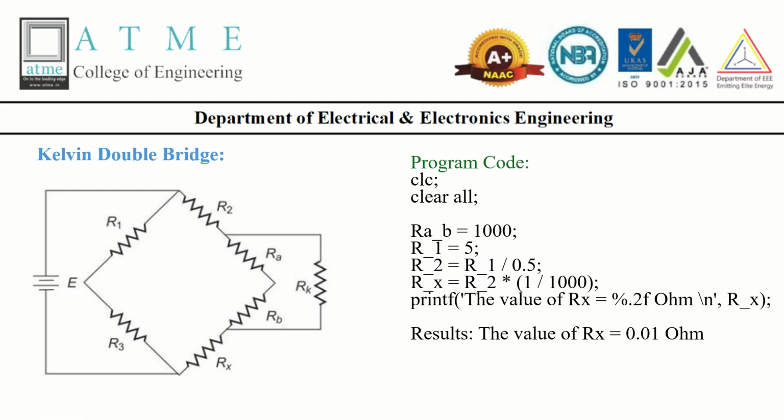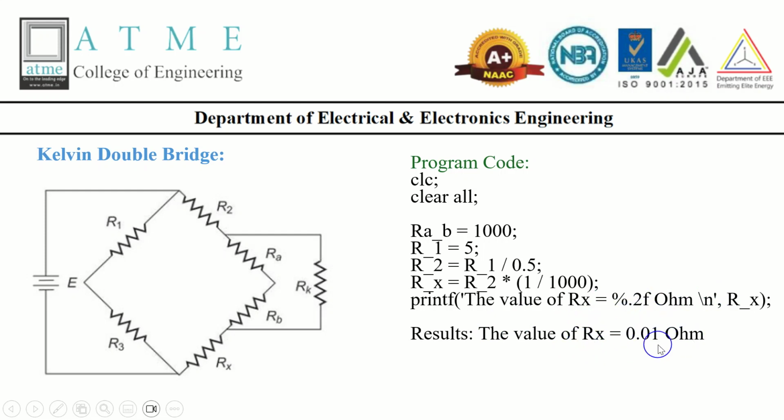Next Rx, we have a formula over here that calculates Rx as R2 divided by 1000. This means setting up a Wheatstone bridge where Rx is the unknown resistance being calculated. Next we need to print the Rx value that is assigned over here. The result I am getting is 0.01 ohms.